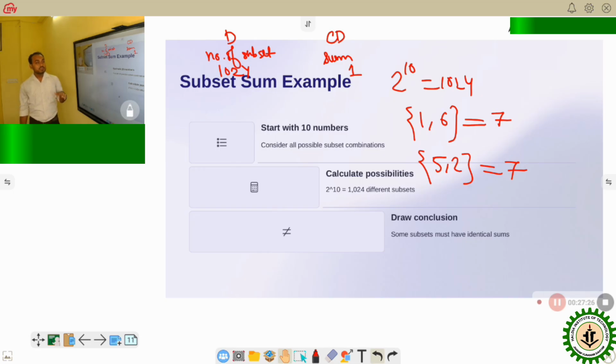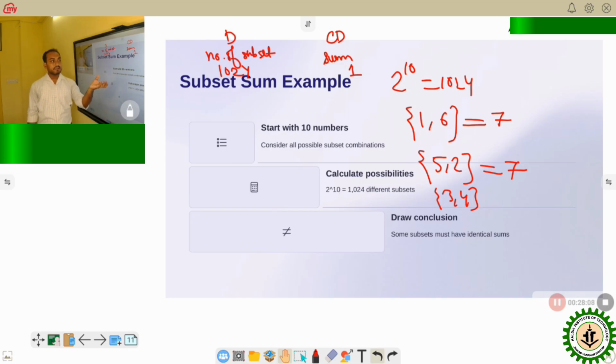So we can claim using the pigeonhole principle that at least two of these 1024 subsets will have exactly the same sum, or maybe more than two. For example, 1 comma 6 sums to 7 and 5 comma 2 is also 7. We may get another one too, 3, 4 or more. But the conclusion is that some of the sets among these 1024 will have an identical sum.